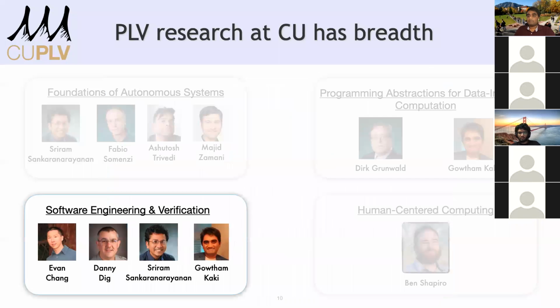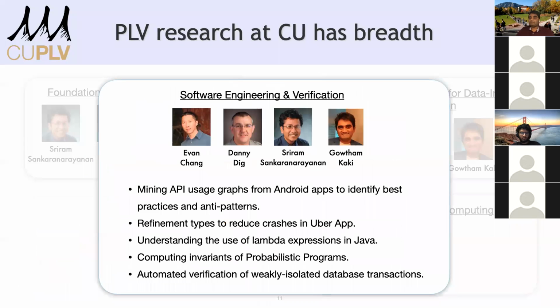Okay, so moving on, our next area of focus is software engineering and verification, which is led by Professors Evan Chang, Danny Dig, Sriram Sankaranarayanan, and myself. One of the exciting projects in this area is done by Evan Chang and his students. It basically deals with mining API usage graphs from open source Android applications to identify unsaid best practices and anti-patterns, right? There are a lot of open source applications. So how do you mine the code of these applications to identify the patterns that may turn out to be either best practices or anti-patterns, right?